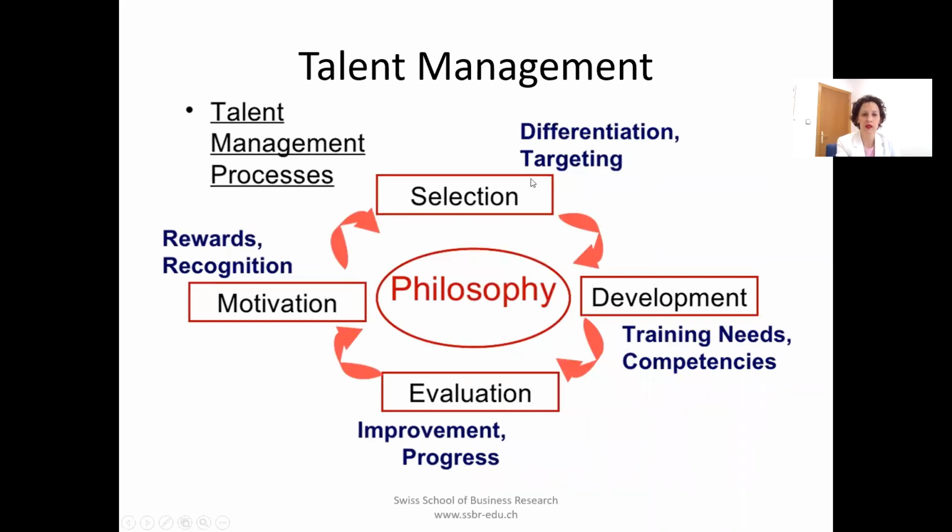So the philosophy of talent management as a process is first the selection. We post a job ad, and we get lots of different resumes being sent to us from different candidates. And this is the selection process. Here we have to see the differentiation based on the different kind of organization that we have, the differentiation of our talent pool or the candidates, and the targeting process.